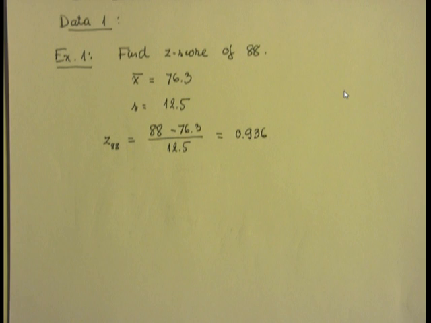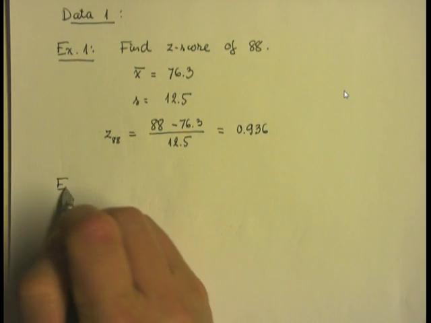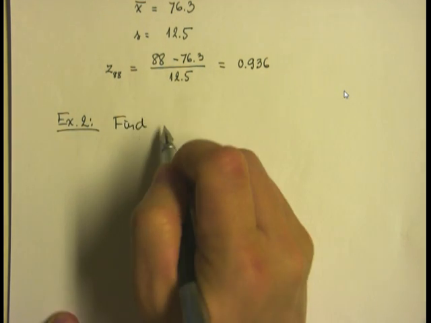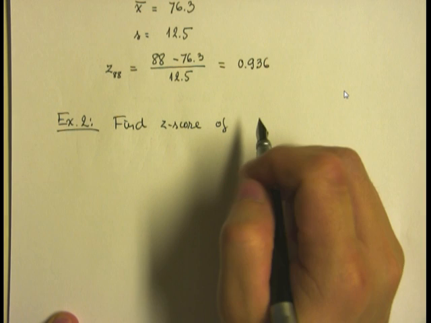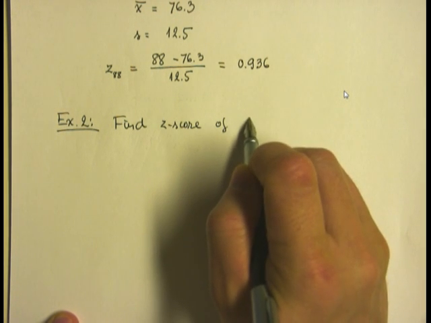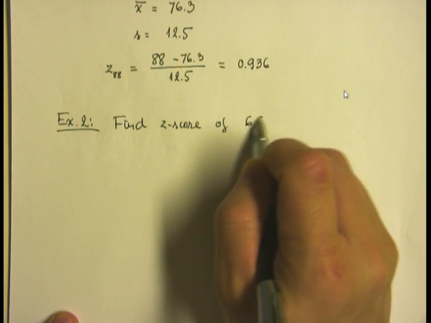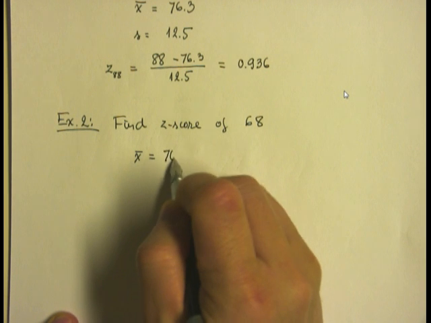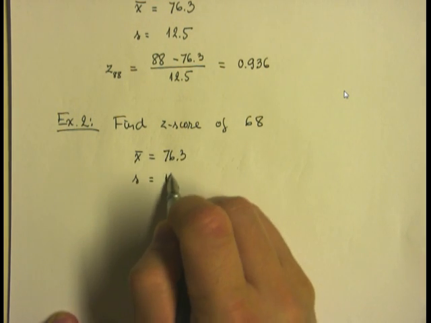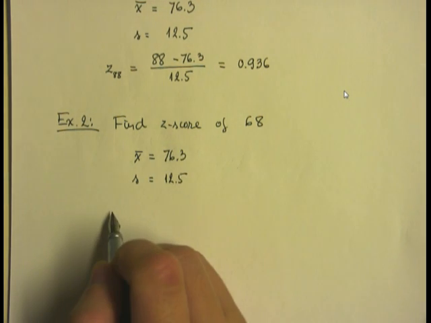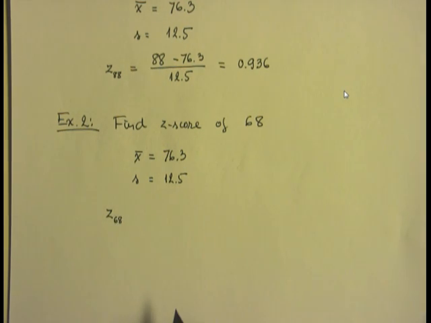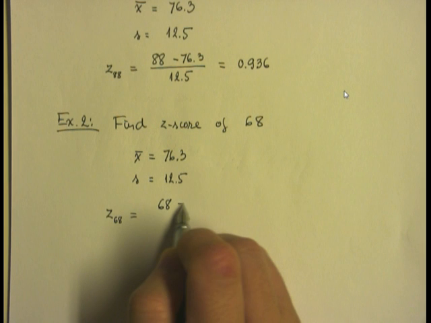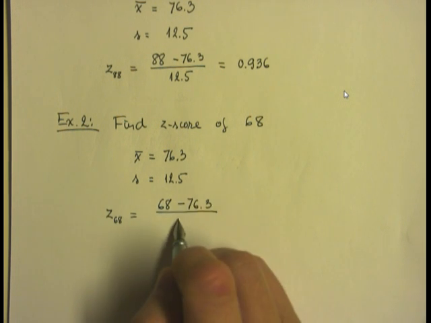Okay, so now let's look into example number 2. Example number 2, we want to find the z-score again. Find the z-score of, let's say, how about 68? Okay, so once again, we know from our data set 1, the mean value is 76.3 and the standard deviation equals 12.5. And so, once again, the z-score for the individual value 68, using the notation z sub 68, would be equal to the individual data value 68 minus the mean, and we divide that by the standard deviation.